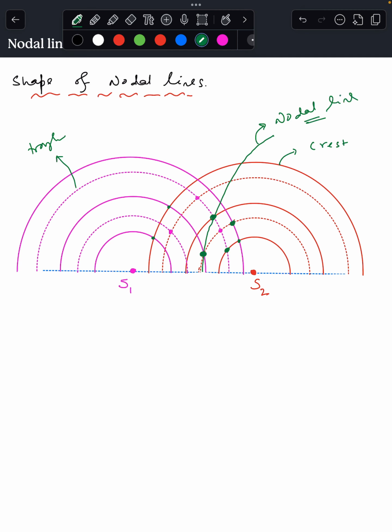Idea clear? If you see on this side, there one crest is meeting a trough, and there one crest is meeting a trough. So if I connect these points, they will go like this. These lines are called nodal lines. Nodal lines are the points where a crest is meeting a trough and a minima is created. Now, I want to develop a mathematical expression which can represent a nodal line mathematically.